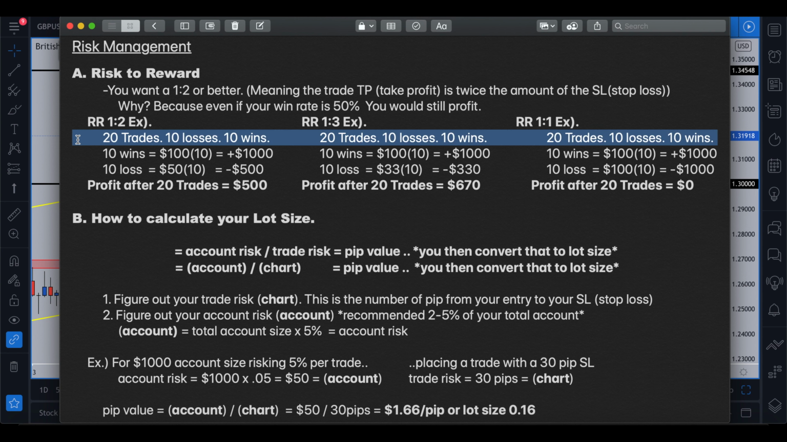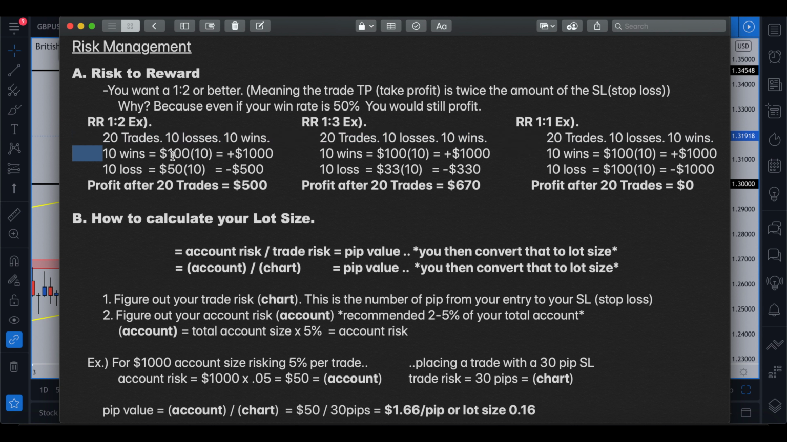I have them placing 20 trades: 10 losses, 10 wins, a 50% win rate. But you will see the difference between trading a 1 to 2 every time, a 1 to 3 every time, or a 1 to 1 risk to reward, because your risk to reward makes up for your win rate. Of course, you want to win more than you lose, but with a positive risk to reward, you set yourself up to win regardless. These are hypothetical examples. All of them have 20 trades, the same amount of losses and wins, but different risk to rewards. Let's go to the first one, the 1 to 2 example.